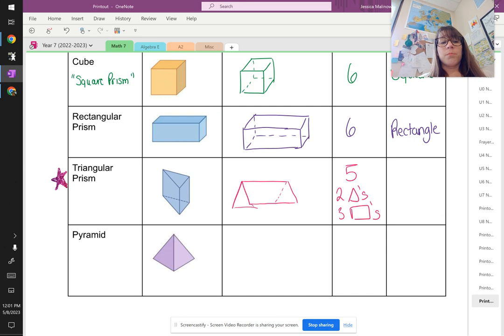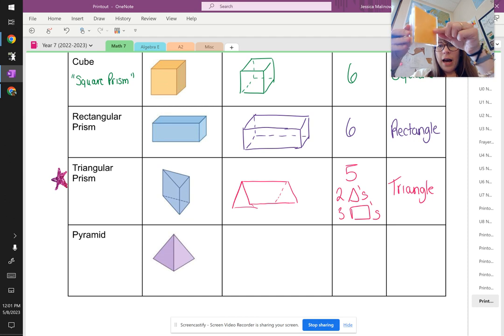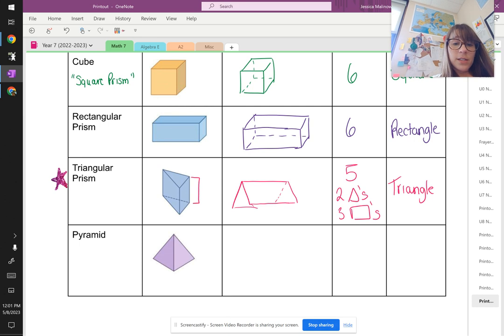Now, this is the most important piece. The base shape of a triangular prism are the triangles. It has to be sitting on the triangles in order for you to measure that height here. So looking at our diagram here, this is the height of the prism.